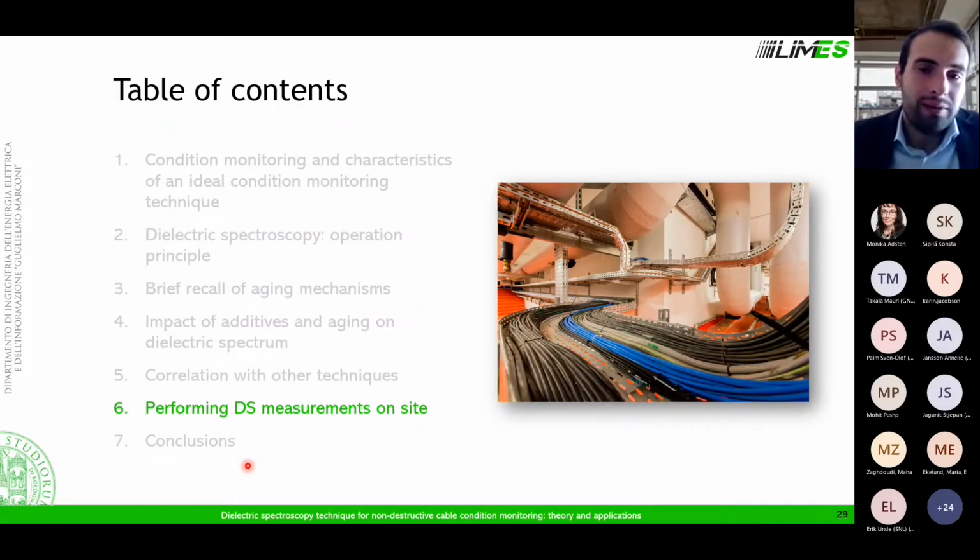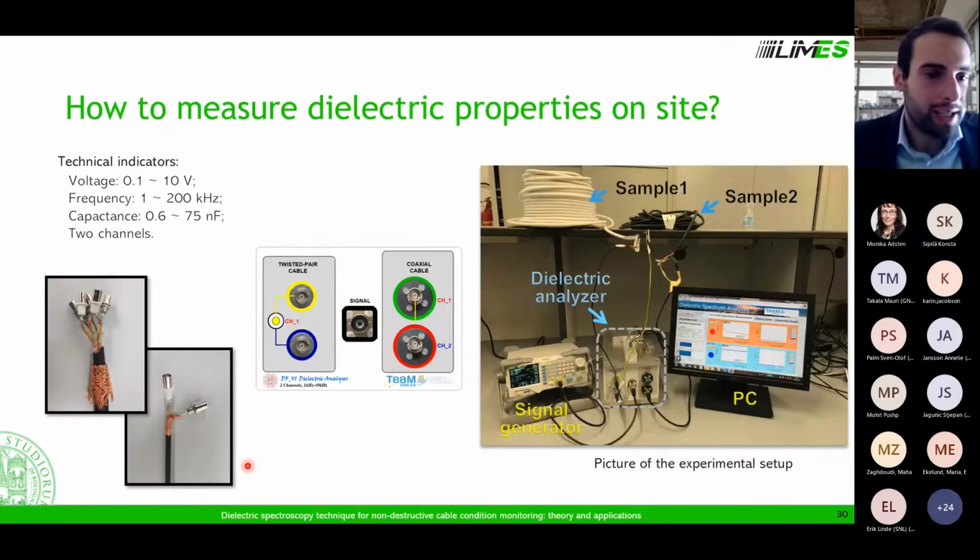However, since we are considering real cables, how can we apply this technique on site? Regarding the cable connections, for example, here you can see the cable specimens that we have used. We have put two plugs at the cable terminations for the coaxial cable and the twisted pair cables, one connected to the inner conductor and the other connected to the shielding, and the measurement is done between these two electrodes.